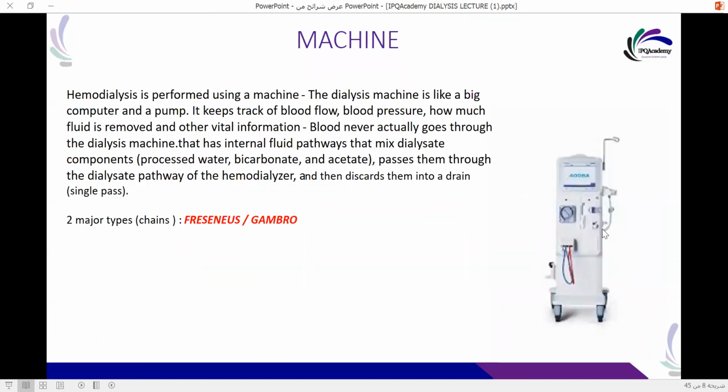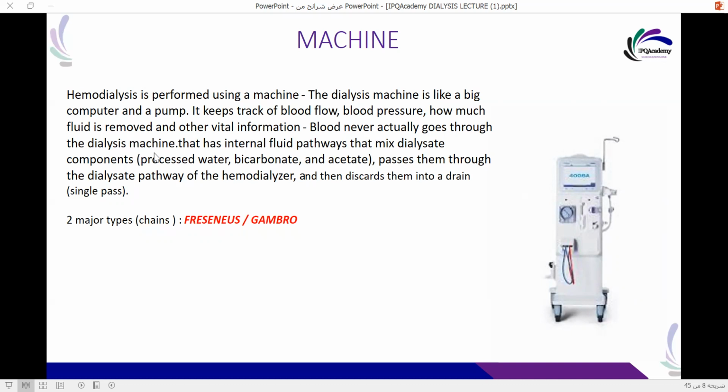This is the machine. Hemodialysis is performed using a machine. What is this machine, or what is its function? The dialysis machine is like a big computer and a pump. It keeps tracking the blood flow, blood pressure, and how much fluid is removed, also other vital information. But there is an important point here: blood never actually goes through the dialysis machine.